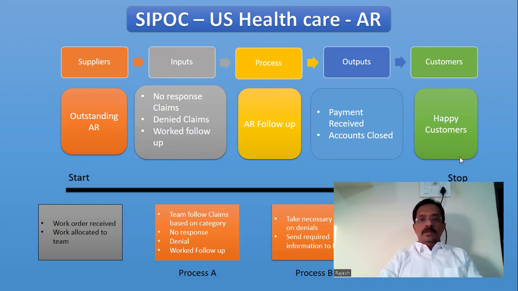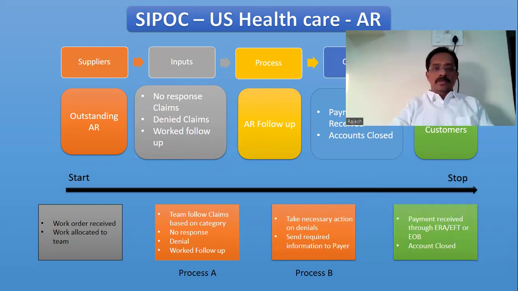But in practice, this is not happening. It's taking a lot of challenges for us. So what is the start of the process and what is the end? A work order is received and we allocate the work to the team based on the outstanding. The team follows the claim based on the category: no response, denial, or work follow-up. Then they take the necessary action on the denial and send the record information. The last step is payment posting through EFT, ERA, and then the account. This is our regular flow, and this is the SIPOC of our AR.